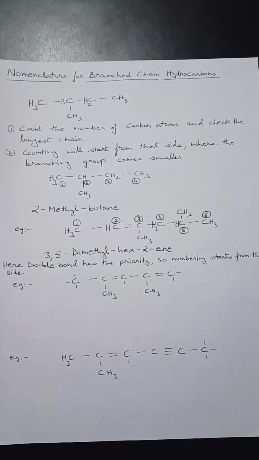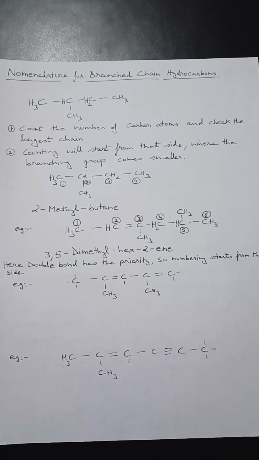Hello students, in this video we shall be dealing with the nomenclature for branched chain hydrocarbons. So I have given one example where I have shown there are 4 carbon atoms having one branching. So how we will nomenclate this example? First, count the number of carbon atoms and check the longest chain.